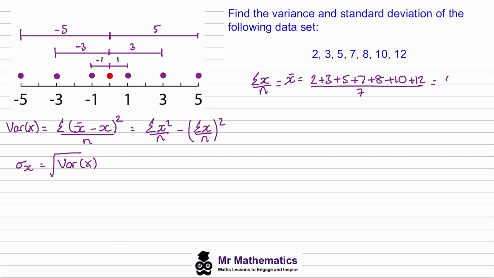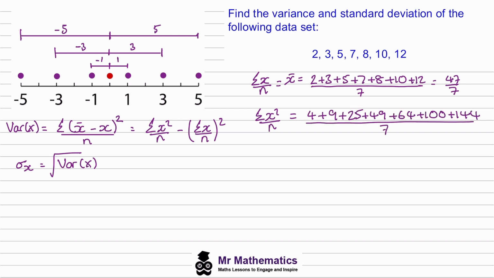So this will give us 47 over 7. And now we need to find the mean of the squares. So if I work out the squares of each of these, and then divide that by the sample size of 7, we get 395 over 7. And now we can substitute each of these values into this equation. So our variance will be 395 over 7 minus the 47 over 7 squared.